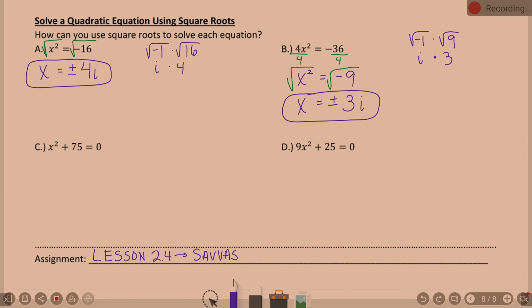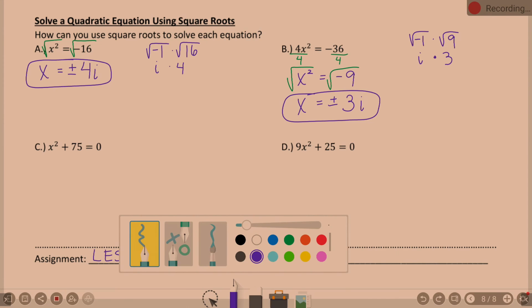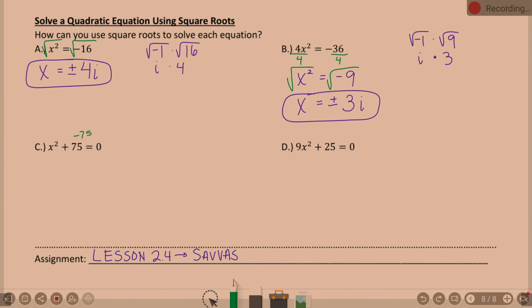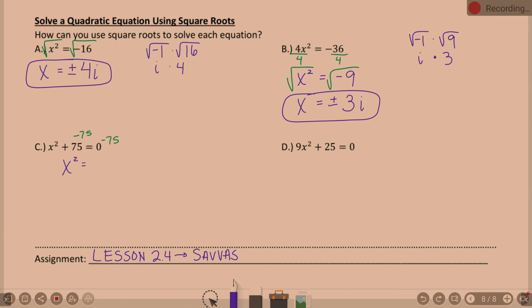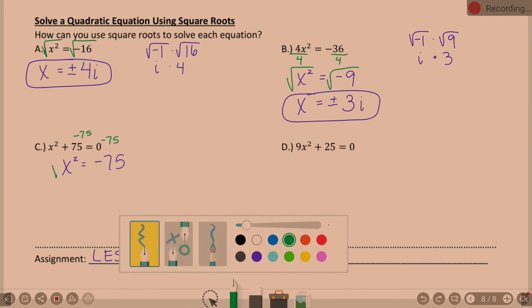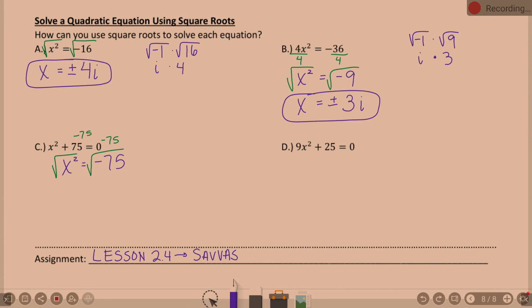Okay? C. What's got to be my first step here? Subtract the 75. Okay, isolate that x squared. In order to isolate the x squared, we want to subtract 75. When we subtract that, x squared equals negative 75. Now the x squared is by itself, we're going to take the square root, yes? Okay. What's the square root of x squared? x.